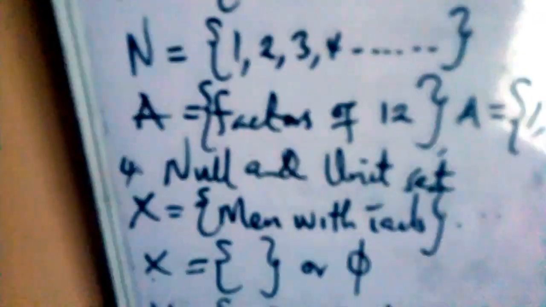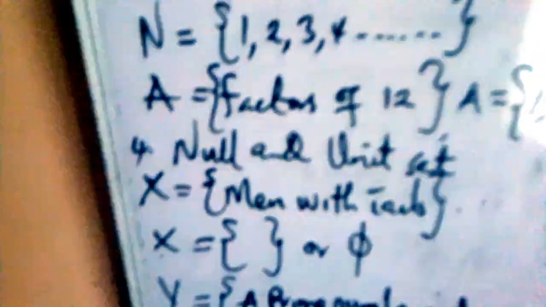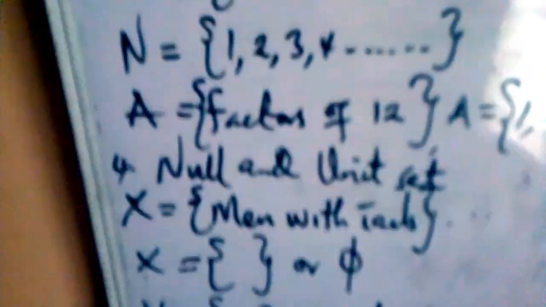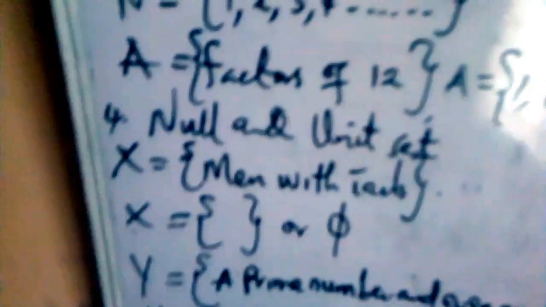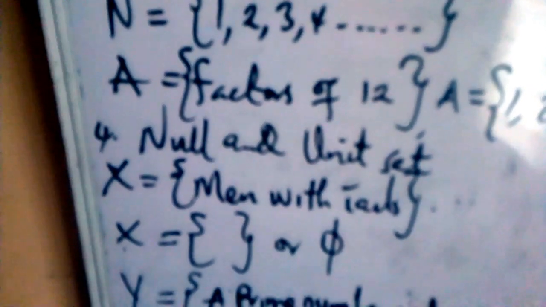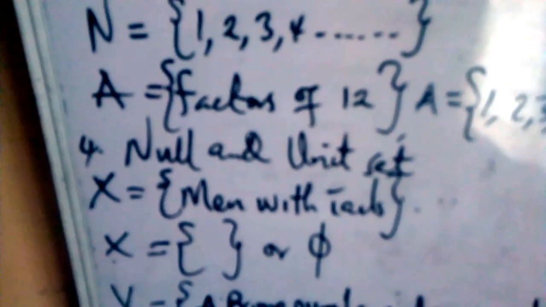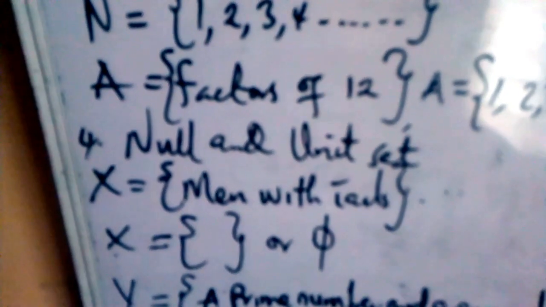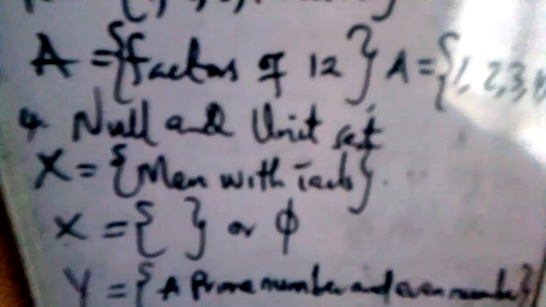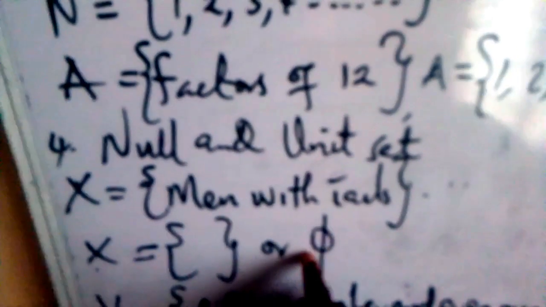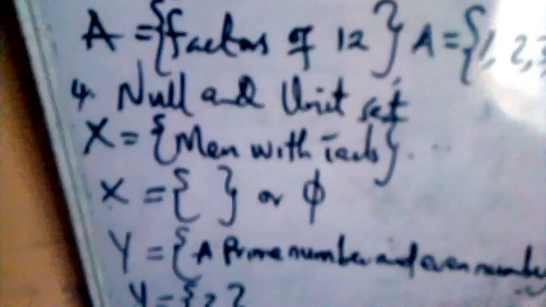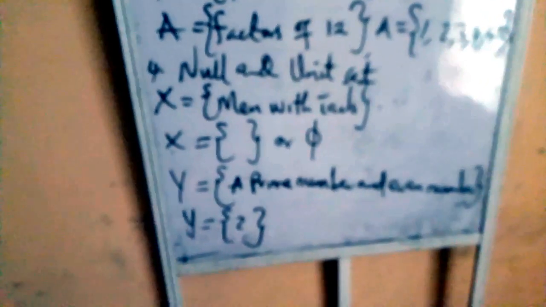Now we have a null set. A null set is also called an empty set, and a unit set. A null set is an empty set, a set that doesn't have any member or any element. For example, X is a set of men having tails. There is no man that has a tail, so X is an empty set. It's also denoted by this symbol that you can see on the board. You write a 0 and you put a slash on it. That's a null set.